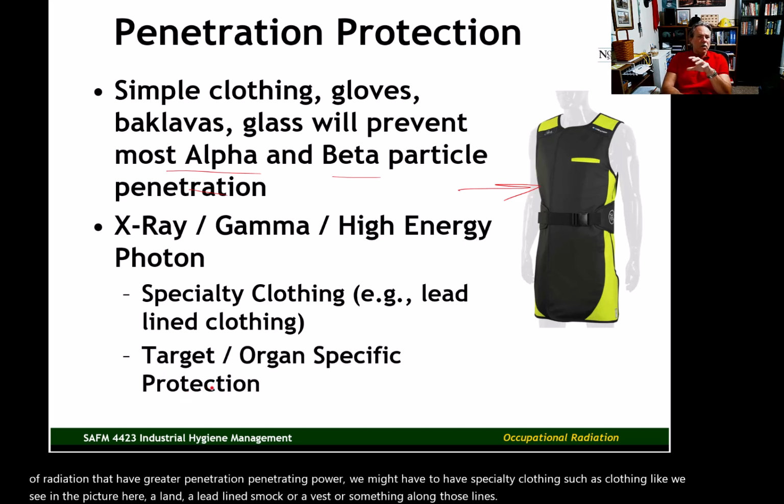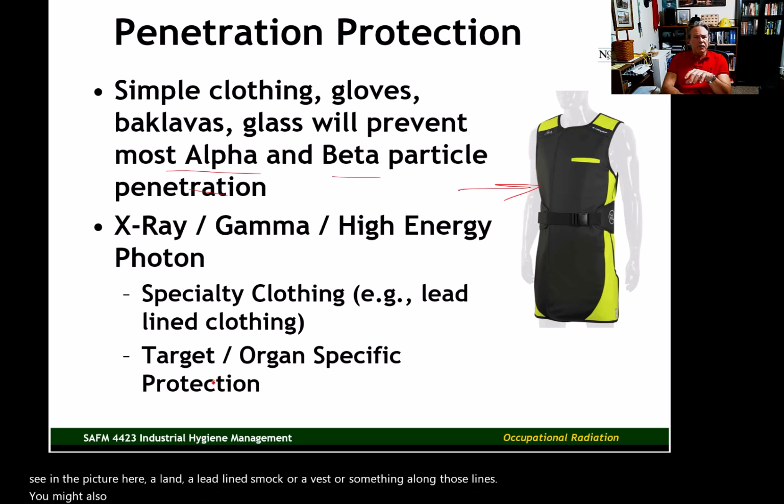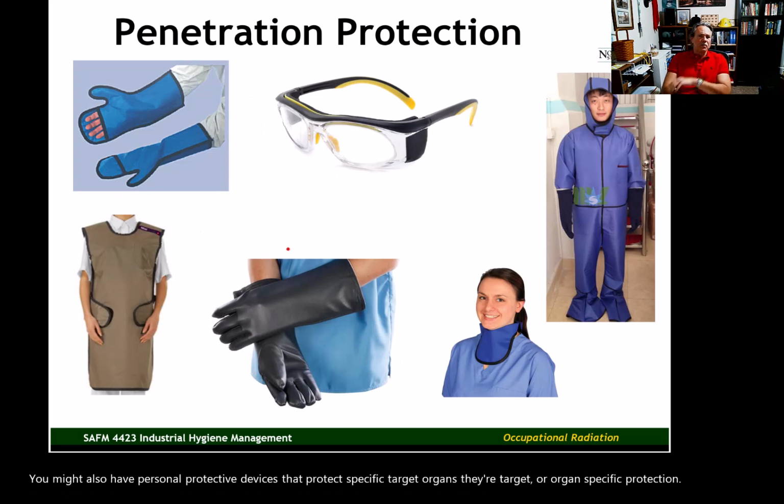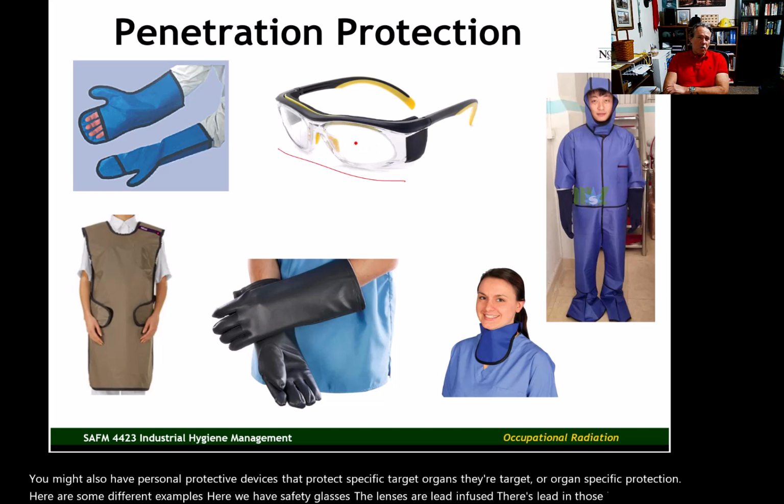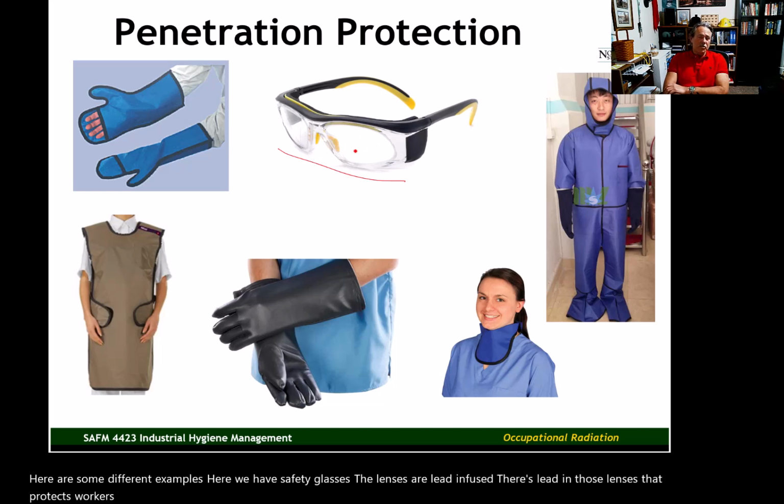You might also have personal protective devices that protect specific target organs. They are target or organ-specific protection. Here are some different examples here. We have safety glasses. The lenses are lead infused. There's lead in those lenses. That protects workers from radiation exposure affecting their eyes, the development of cataracts, for example.